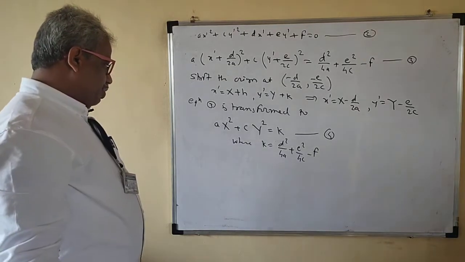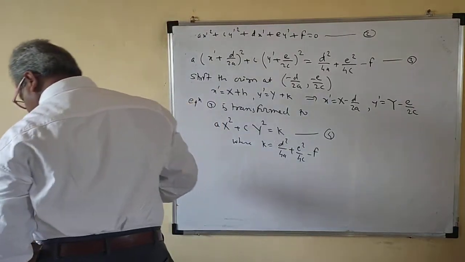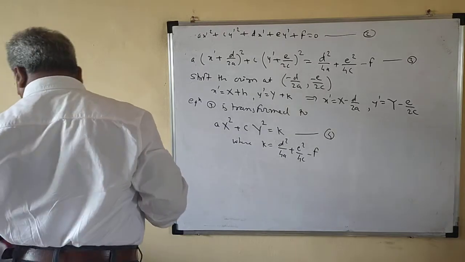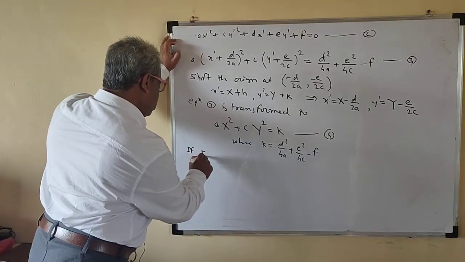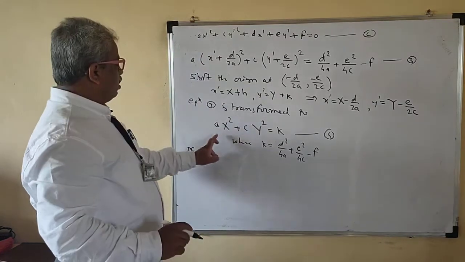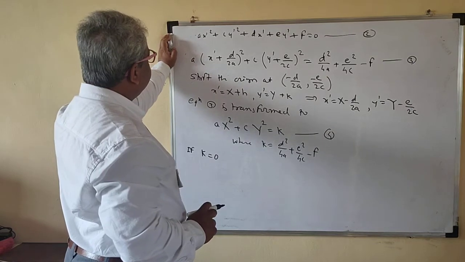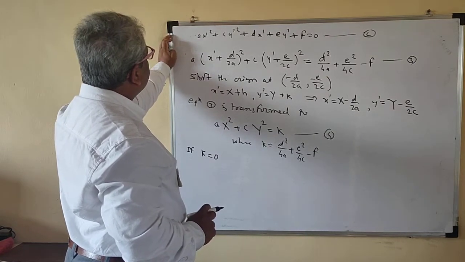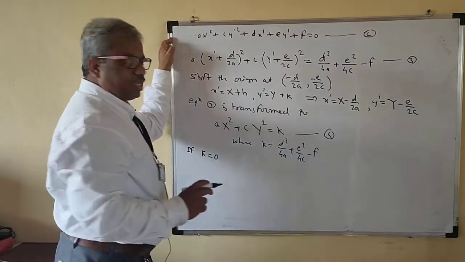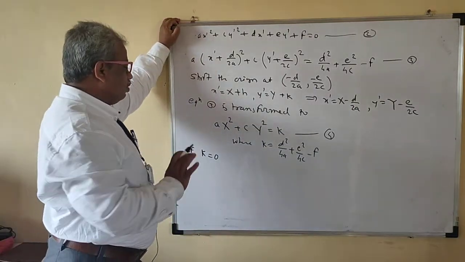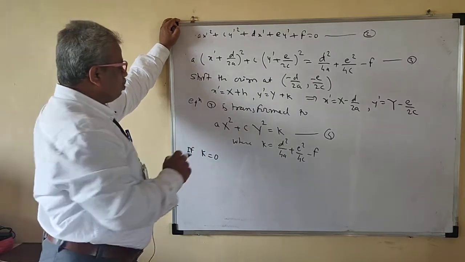Okay. Now see here, I call this as 4. Note that this a and c are not equal to 0, they are not equal to 0 also. Okay, so that way I have done that. If k is equal to 0, then what is this?